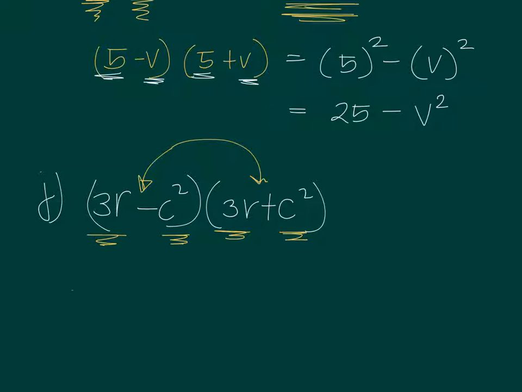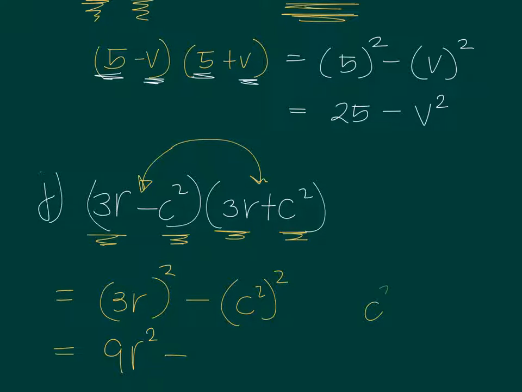Okay, so applying the rule for the expansion for this type of expression, we square the first and then minus the square of the second. Okay, so 3R squared means square the 3, that's 9. R squared means square the R, so R squared. And then C squared squared, by the rules on exponents, C squared squared means C squared times C squared. So all in all, you have C to the fourth, so minus C to the fourth.